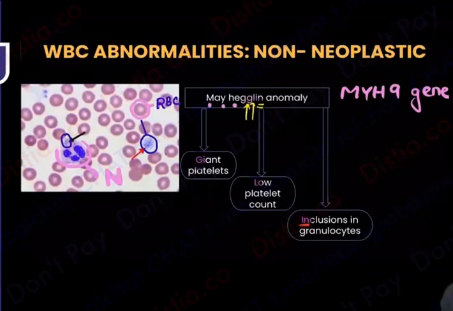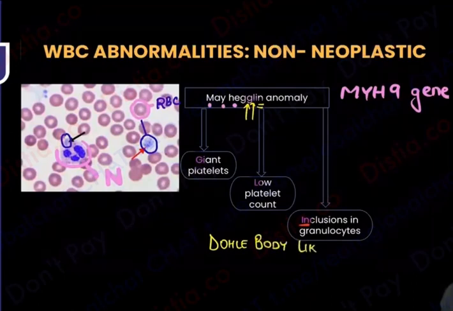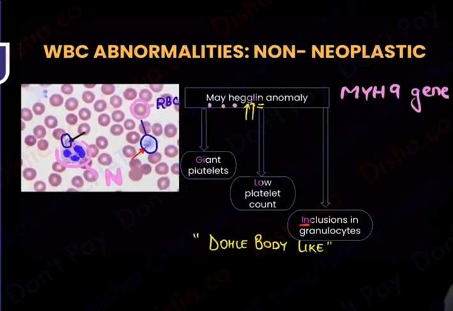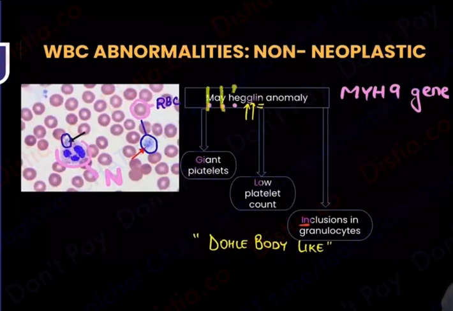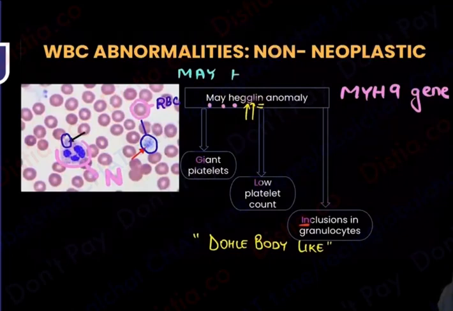And this inclusion is known as the Dohle body-like inclusion. So now obviously if I've added a word here, your mind is asking you, what is a Dohle body? I'll come to that. Are you clear with May-Hegglin first? May-Hegglin means MYH9. That is the genetic mutation. And from the Hegglin word, you are getting what all? So simply write it as May-Hegglin in the paper, and this is going to give you all the information.